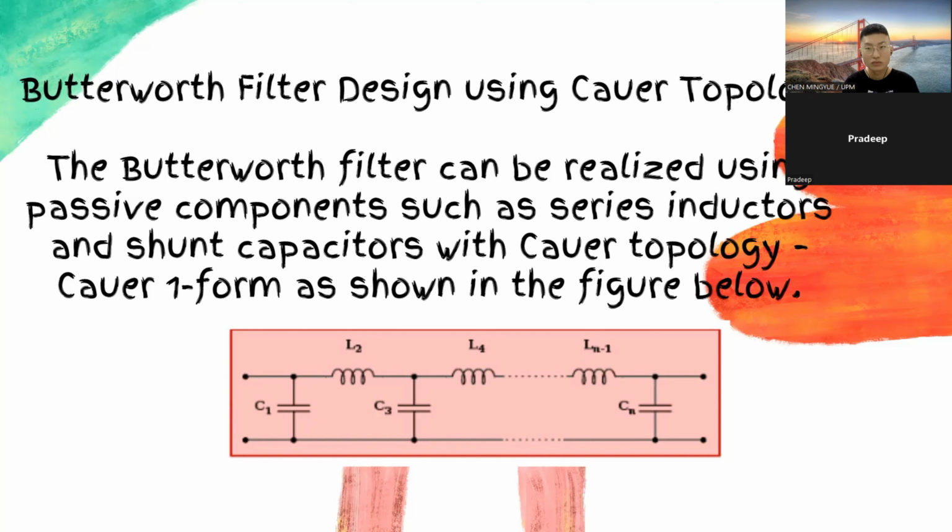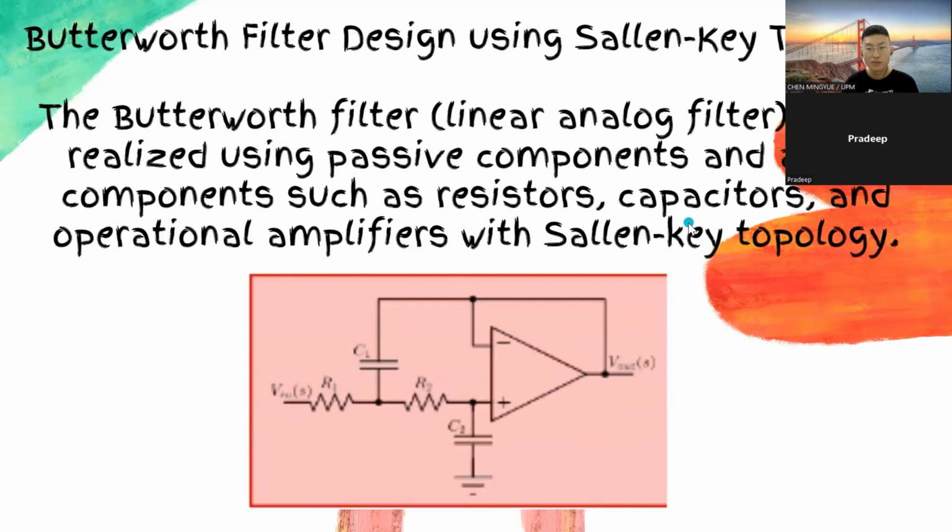Right now, I'll be talking about Butterworth filter design using Cauer topology. The Butterworth filter can be realized using passive components such as series inductors and shunt capacitors with Cauer topology. Cauer one form is as shown below in the diagram. So you can see the filter diagram over here.